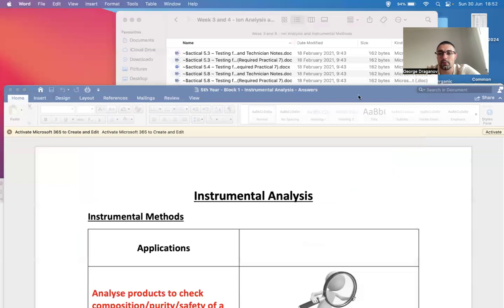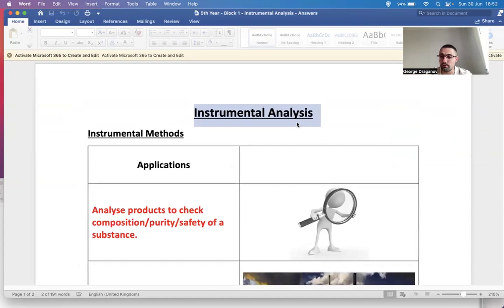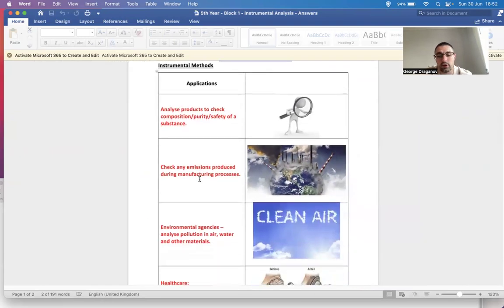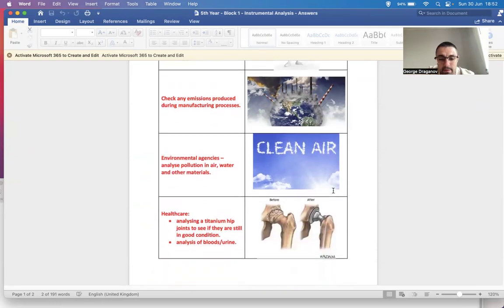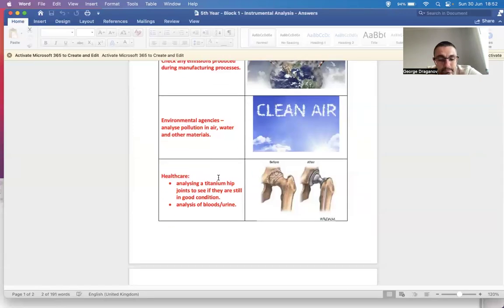If we look at it one more time to conclude, we can see some applications of where this is used, instrumental analysis using machines. So you can check the safety of a product. You can check emissions that are produced during a manufacturing process of a company. You can use it in healthcare to analyze blood or urine, or analyze the titanium in your hip to see how much titanium is present, if it's still in a good condition. And environmental agencies can use it to analyze pollution in air.